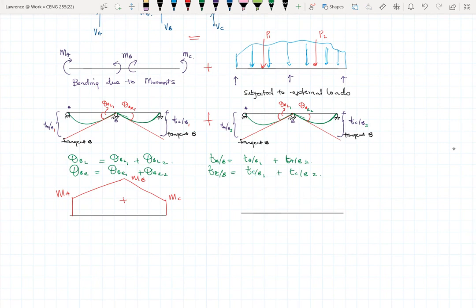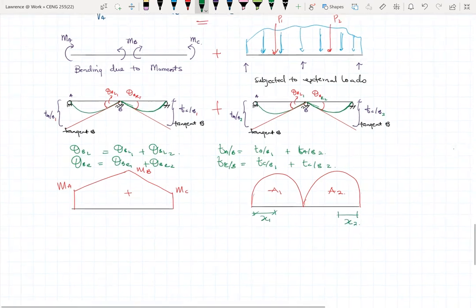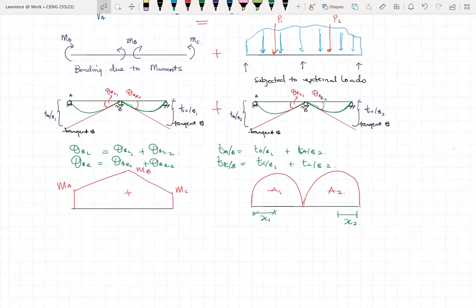This is too big. So we don't really know what the values are. So we could just say that this is called A1, this is called A2. And then the distance from the centroid of A1 to the outer section, let's call it X1. And let's call this one X2. So X1 and X2 are the distances from the centroid of my shape to the outer edge.